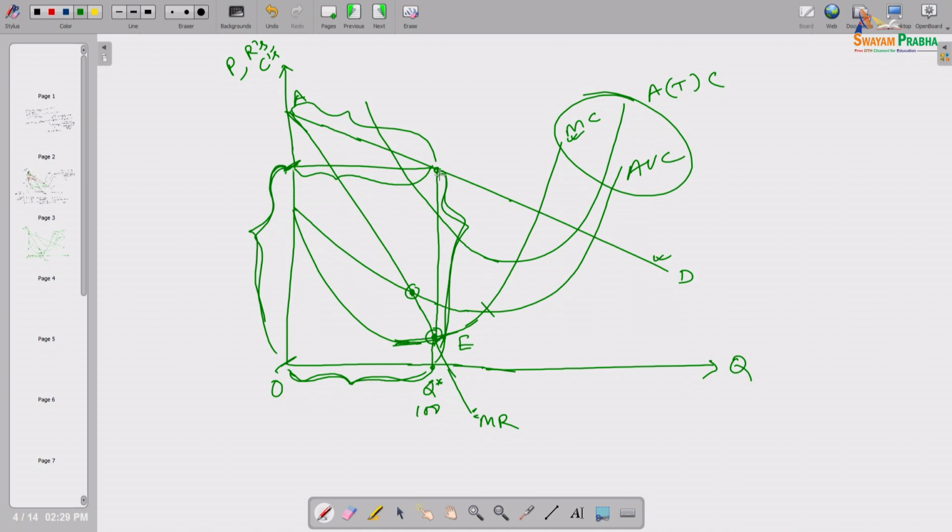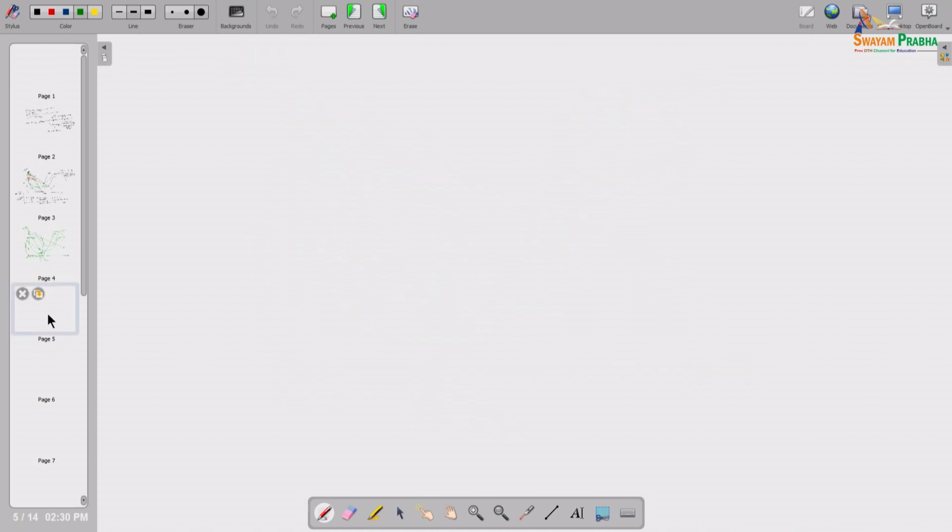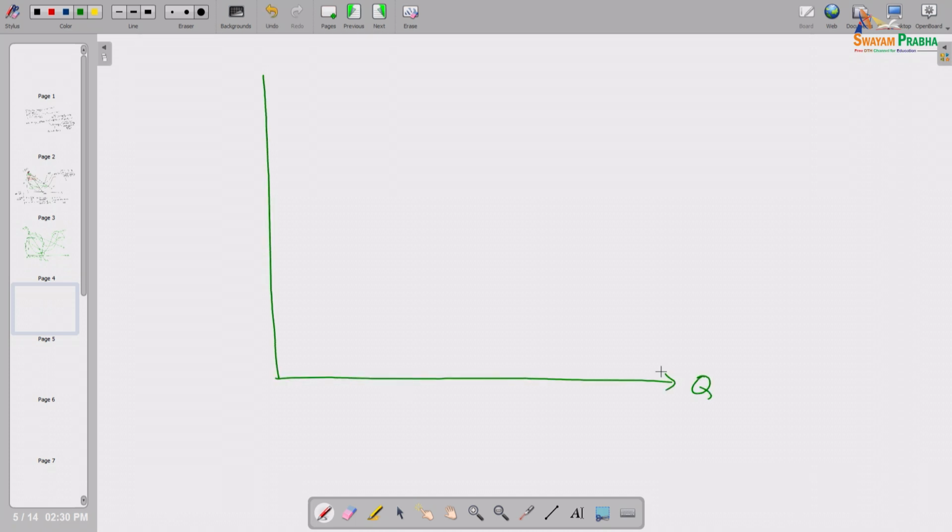So obviously he will set this price, and he will find enough customers for his product, whatever he is producing, say 100 units or OQ star units in general. So that is the thing, and as a result, let me draw this diagram afresh.